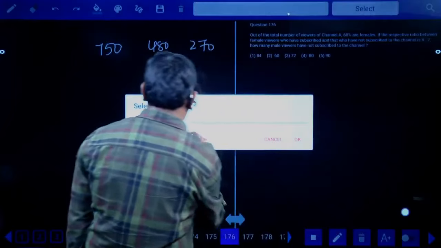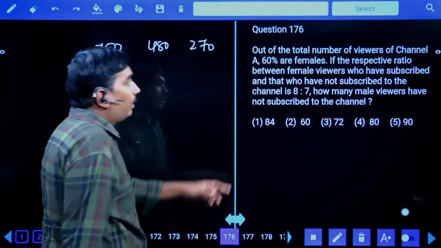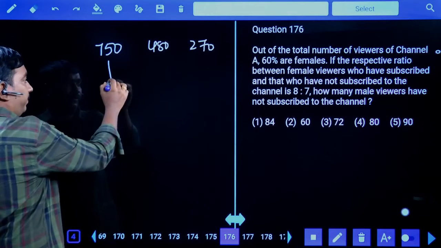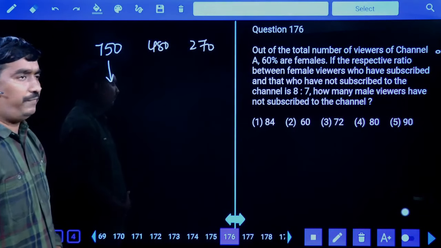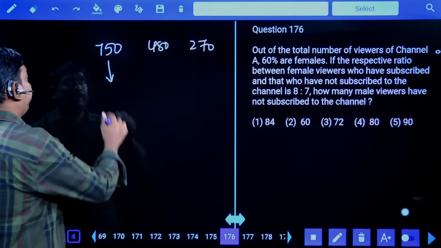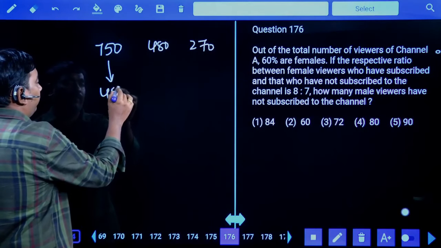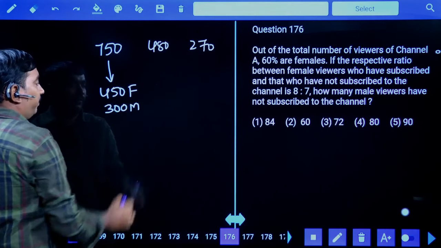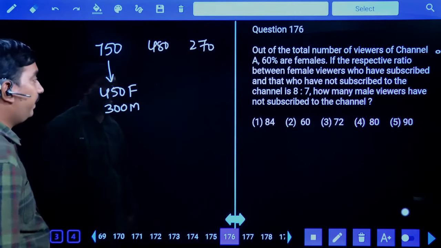Then coming to the question, out of the total number of viewers of channel A, total number of viewers are 750. 60% are females. So 60% are females means 450. 450 females means 300 males.